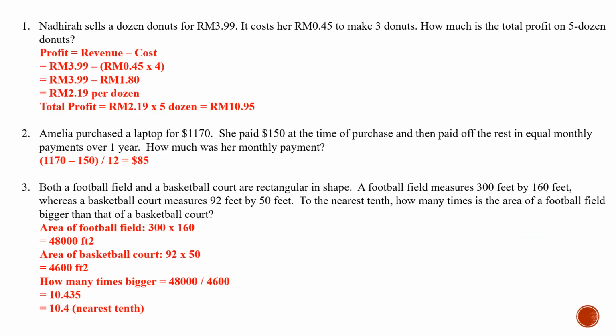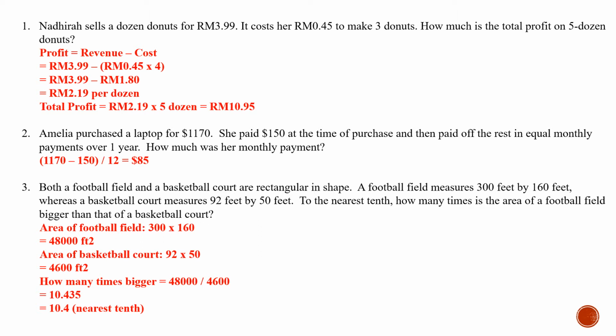Okay, let's go through the first quiz that we did. That was on chapter one. All right, question one. Nadira sells a dozen of donuts. A dozen means 12 donuts. Half a dozen is 6. A dozen is 12, for 3 ringgit and 99 cents.